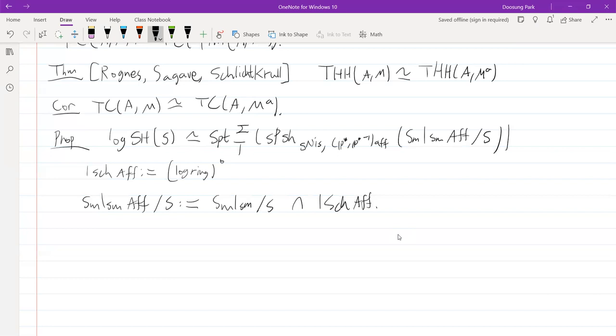Can you say how a log ring gives rise to a log scheme? Okay. Sorry. Yes.